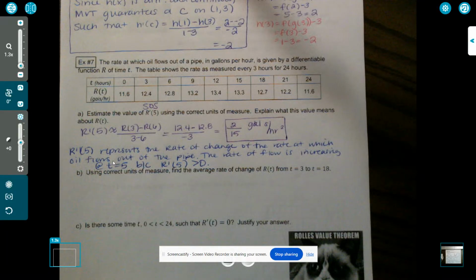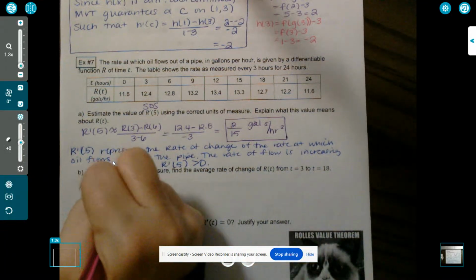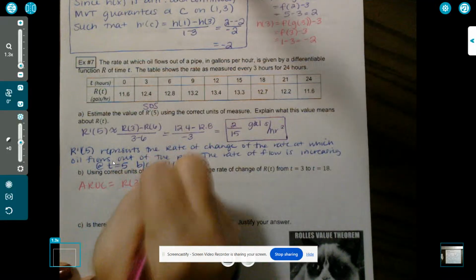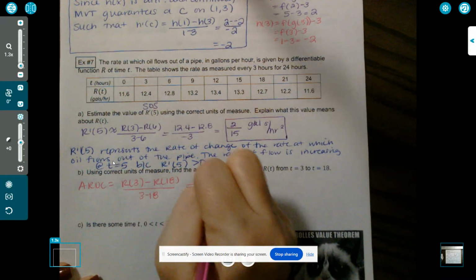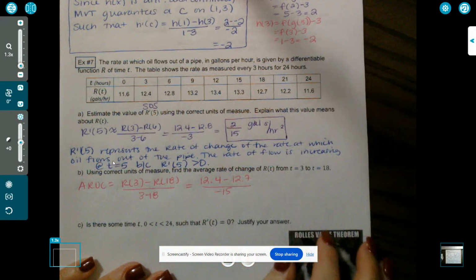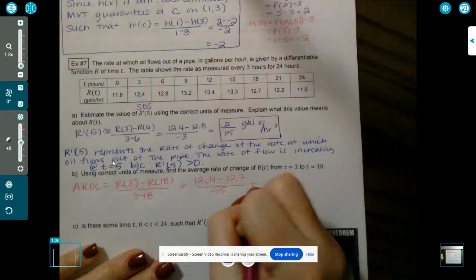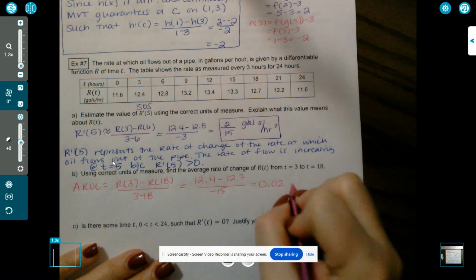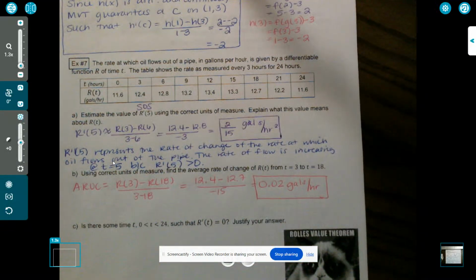All right, letter B. Using correct units of measure, find the average rate of change of r of t from t equals 3 to t equals 18. So we're just doing literally average rate of change. So that's just r of 3 minus r of 18 over 3 minus 18. Numbers from the table. Okay, 0.02 gallons per hour.